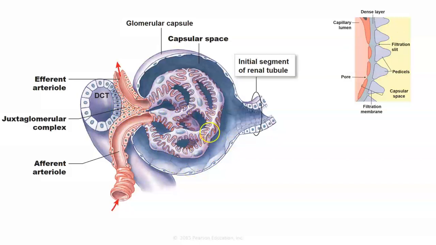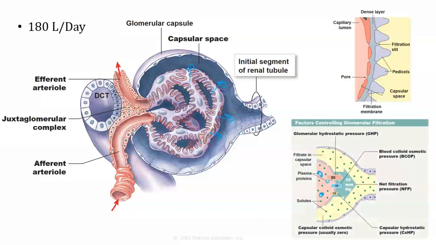But just on the order of filtration, what it is that actually drives fluid to come out of these capillaries and get collected into the capsular space, there's a few different factors at play. And they will ultimately lead to about 180 liters a day of glomerular filtration. 180 liters per day, that's a substantial amount. Okay, so here are the forces at play.